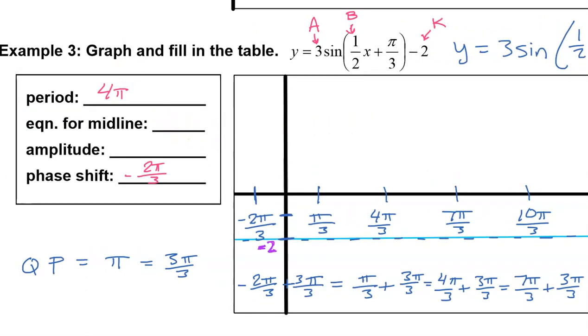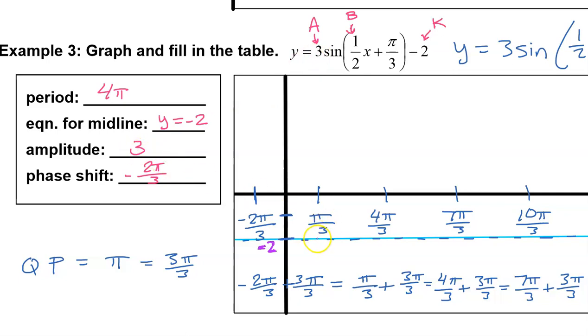So that's one of the things they wanted me to write down. Horizontal lines are always y equals the number, so this is y equals negative 2. Next, I need you to focus on the a value, which will tell us the amplitude. So the amplitude is 3. Be aware that the amplitude is always positive. Even if this was a negative 3, the amplitude would still be positive 3.